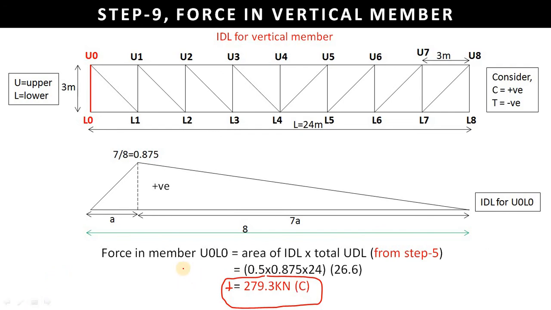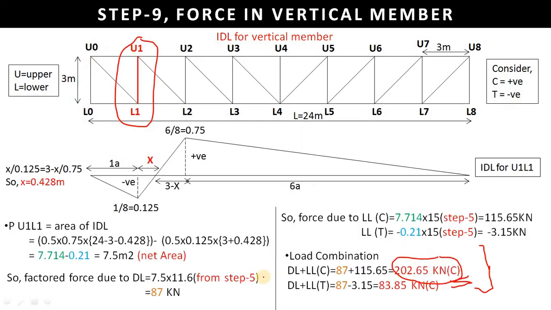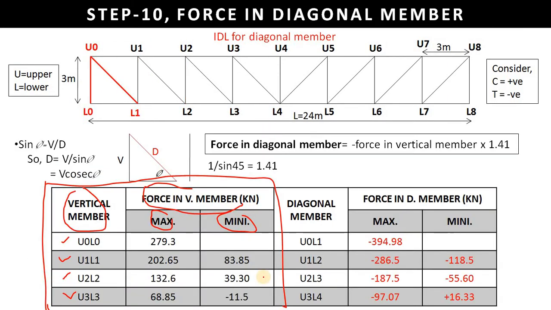So in the vertical member U0 L0, the force we have obtained is 279.3 kilonewton as positive. So what we will do is make the maximum value of U0 L0 as 279.3 kilonewton as a compression. So moving on to U1 L1.